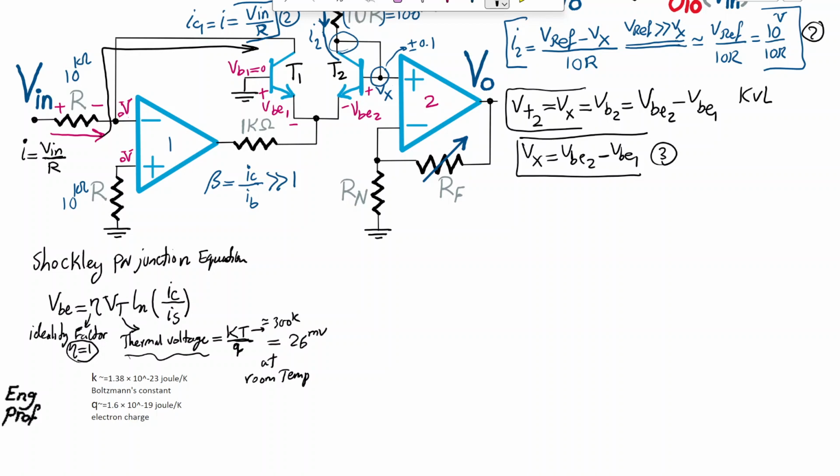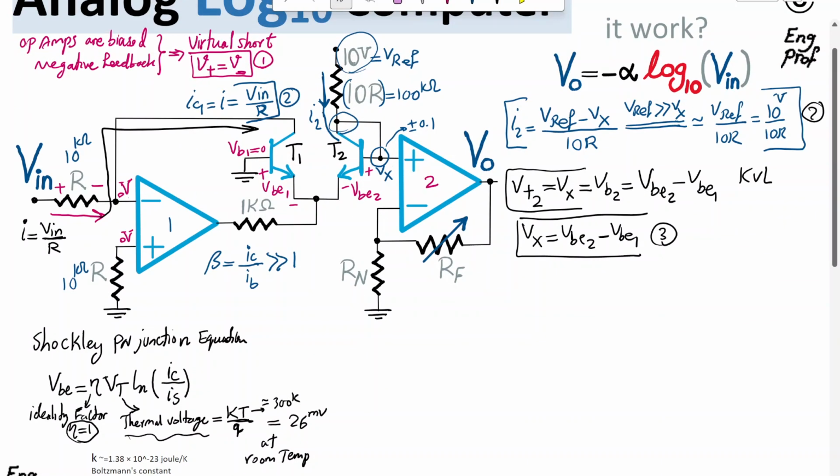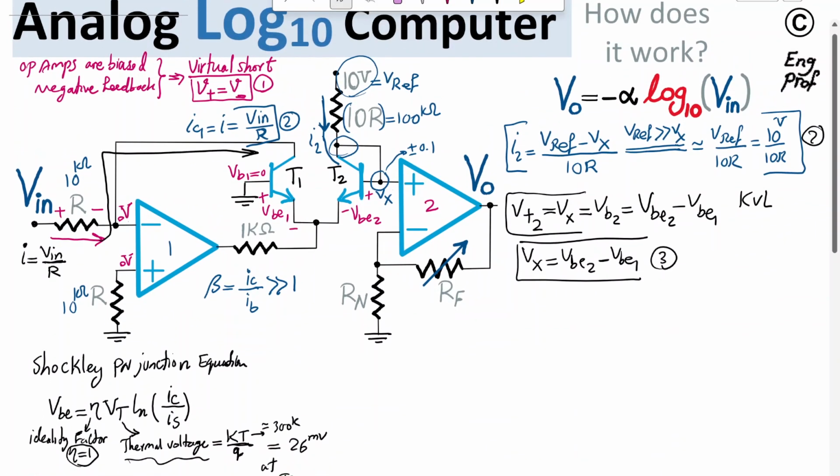Temperature of 27 degrees C. Okay, so with that in mind, I can now just move on and say, I assume eta is 1, and I assume Vt is 26 millivolts. So my Shockley equation becomes, for a p-n junction, 26 millivolt times ln, the natural logarithm, of the collector current divided by the saturation current. Okay, so this is important.